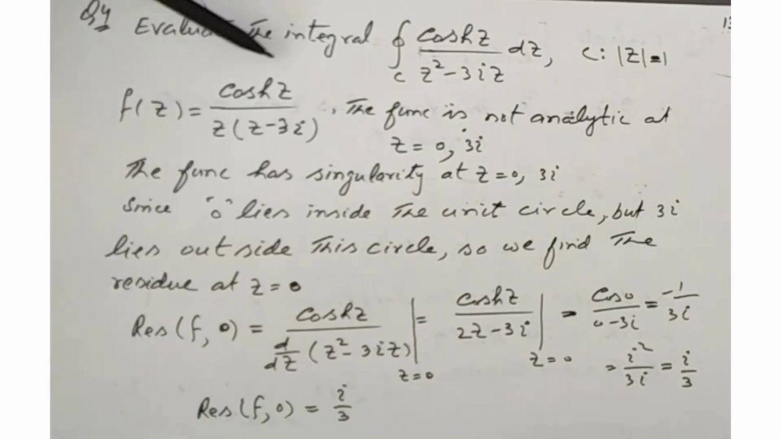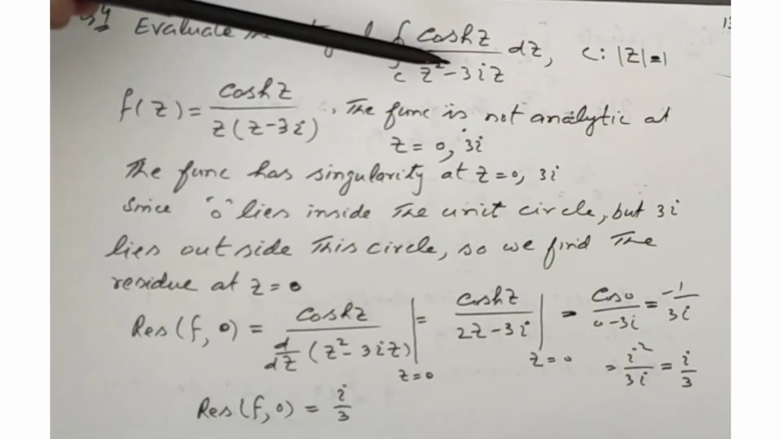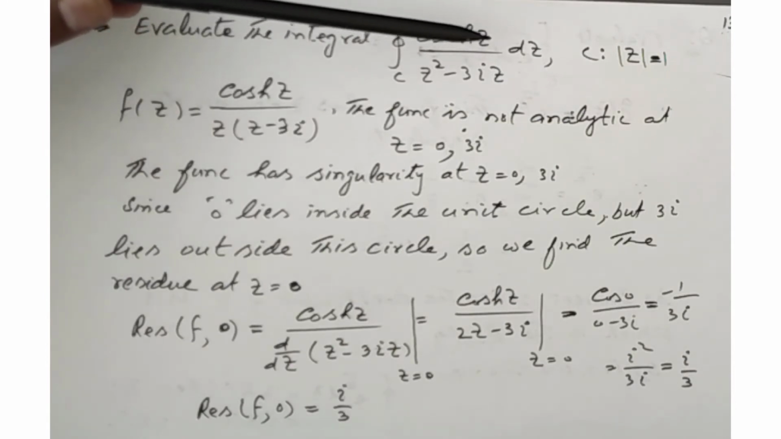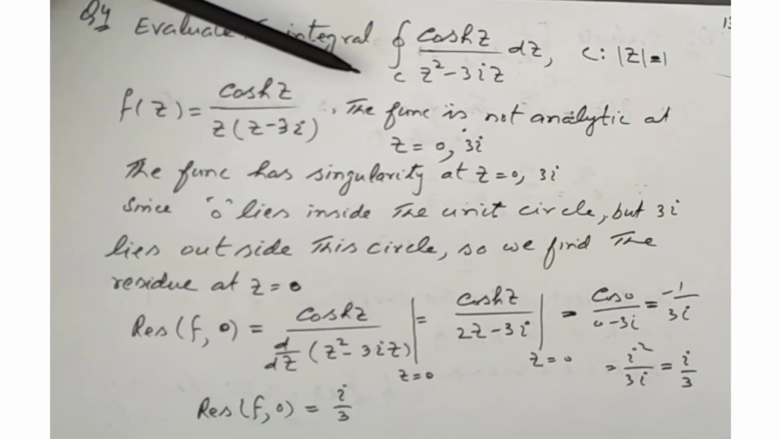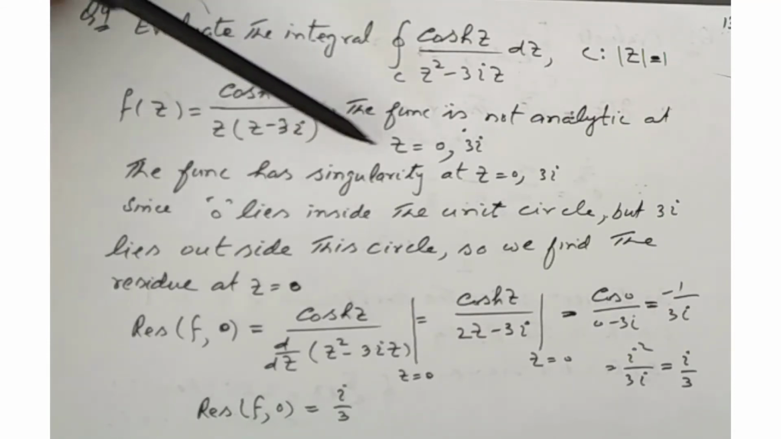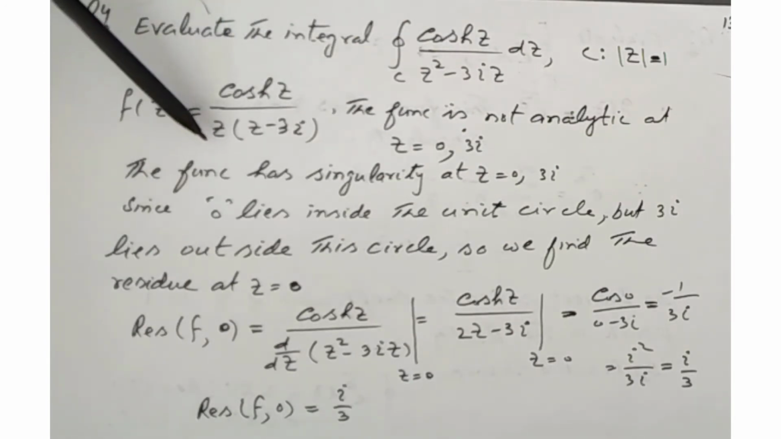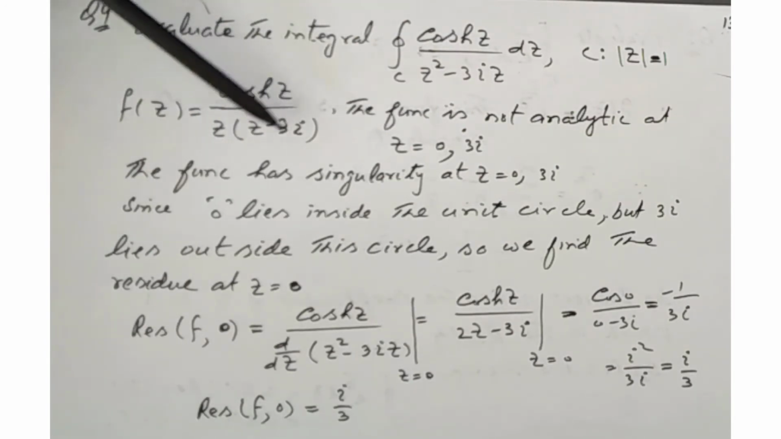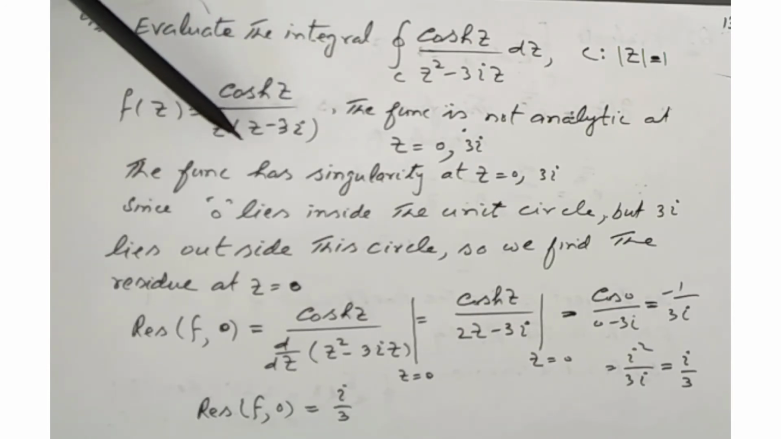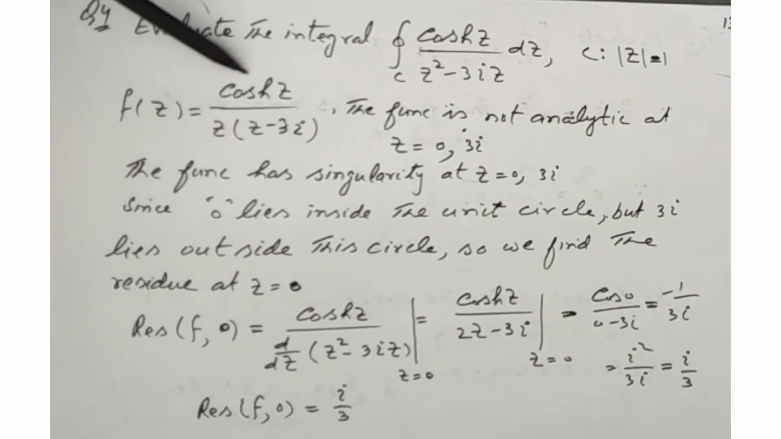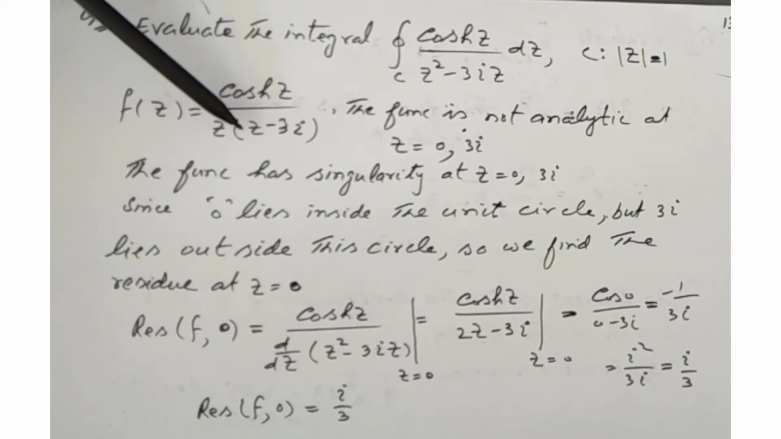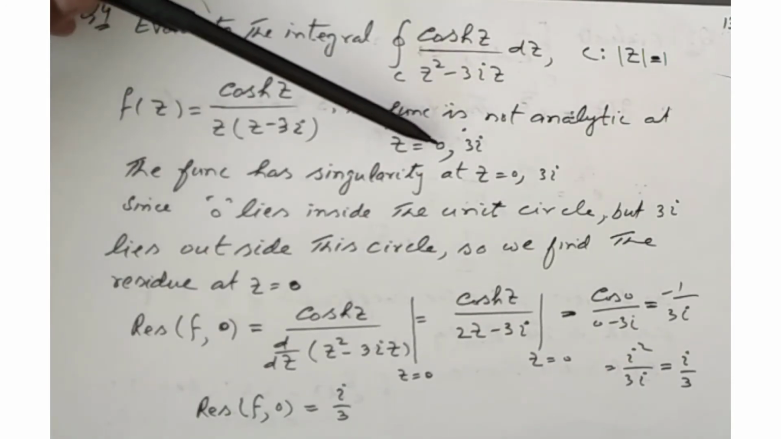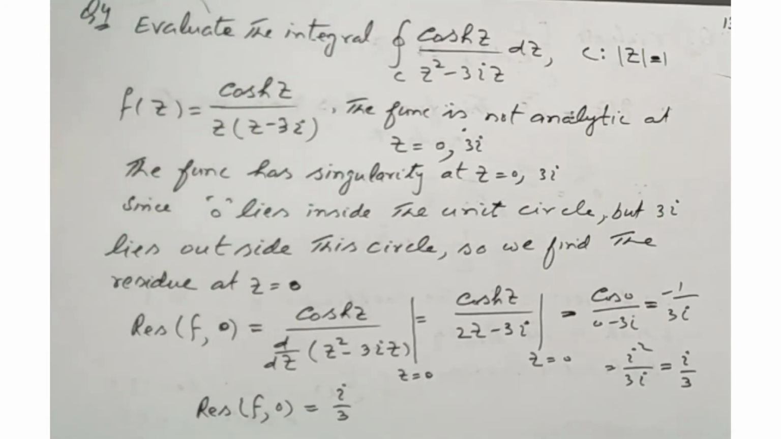Now you see question 4, evaluate the integral of cos hyperbolic z over z square minus 3 iota z dz, over c at mod z equal to 1. This is the value of f of z. The function is not analytic at 0 and 3 iota, because when we put z equal to 0, the term becomes infinity, and when we put z equal to 3 iota, the term also becomes infinity, so the function is not analytic at z equal to 0 and 3 iota. So we see whether these two points, 0 and 3 iota, lie inside this contour or not.